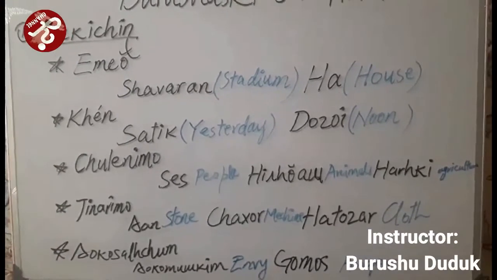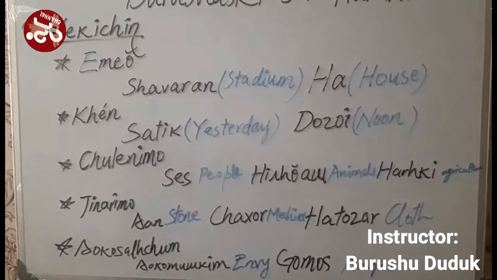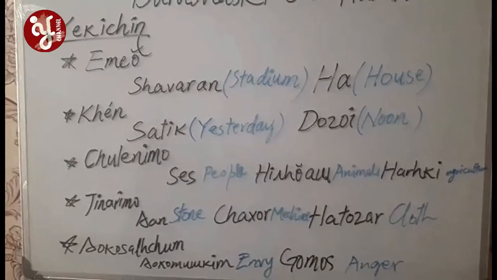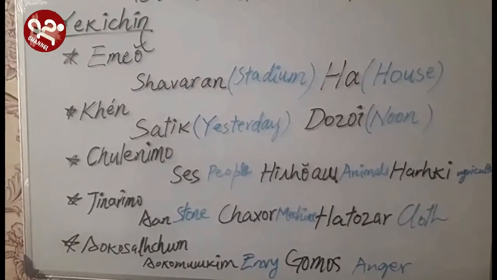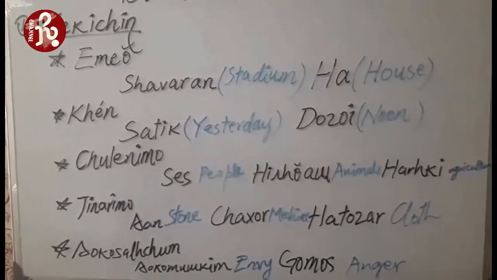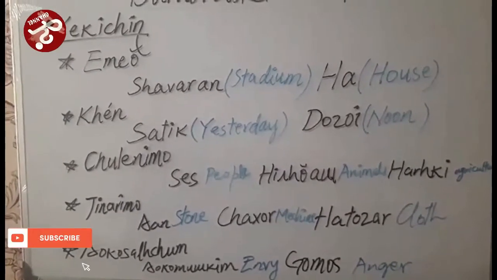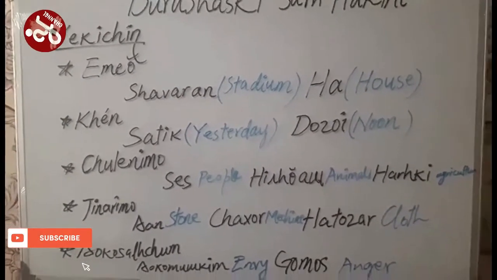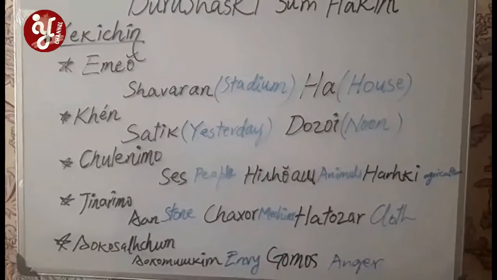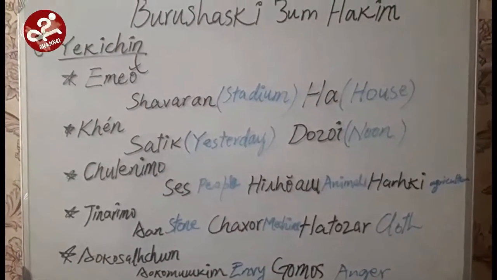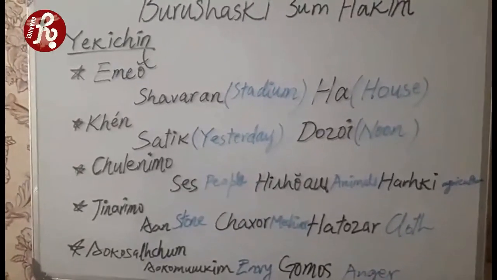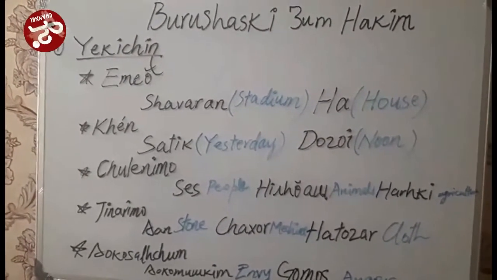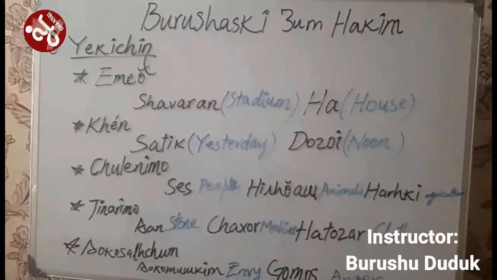Examples are Dokomushkim. Dokomushkim means envy, jealousy. The other example is Gomos, means anger. You can also take positive examples like Male, means love or compassion. So this is the third lesson we have learned about Yekiching.